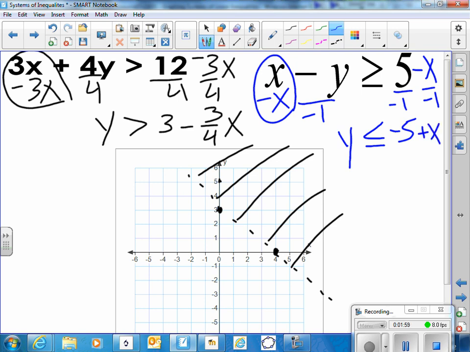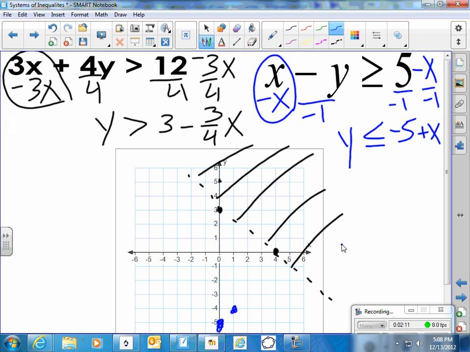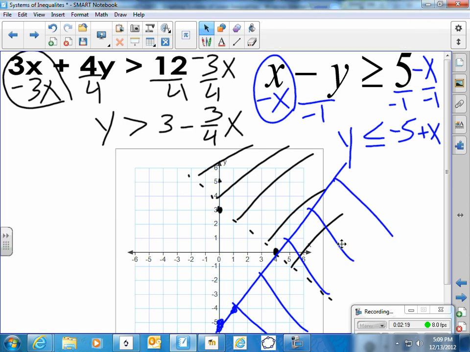So I would start at negative 5 on the y-axis, and I would go up 1 over 1. It says y is less than or equal to. Because of the equal, it's going to be a solid line. And it says less than. So the region that satisfies both inequalities is out here.